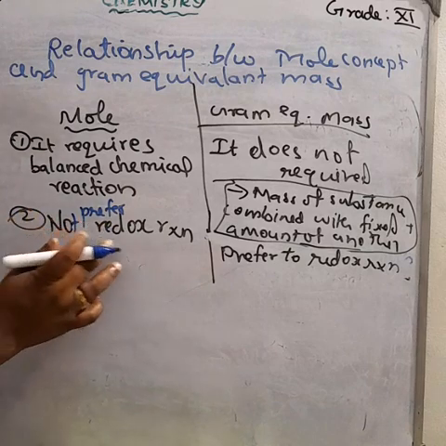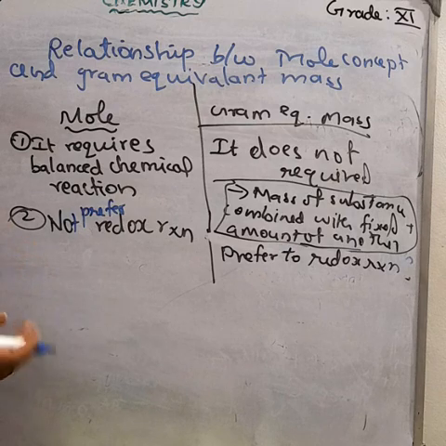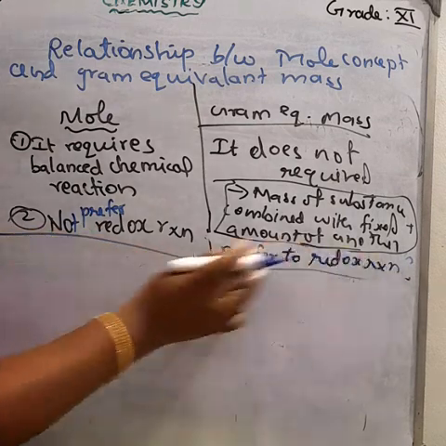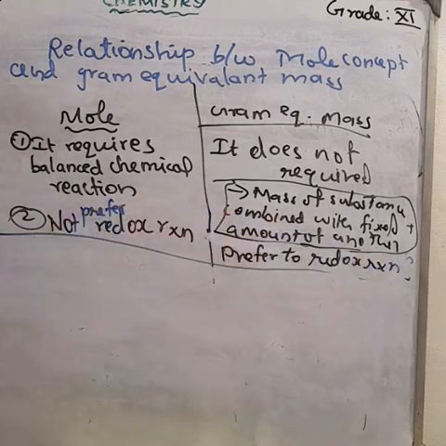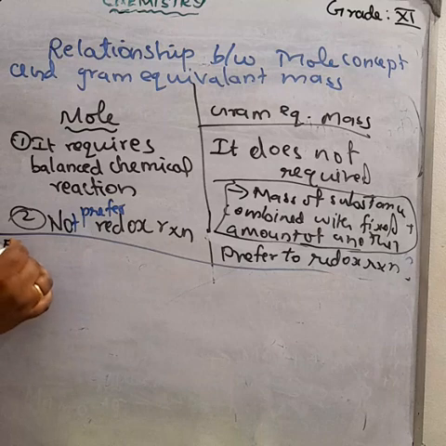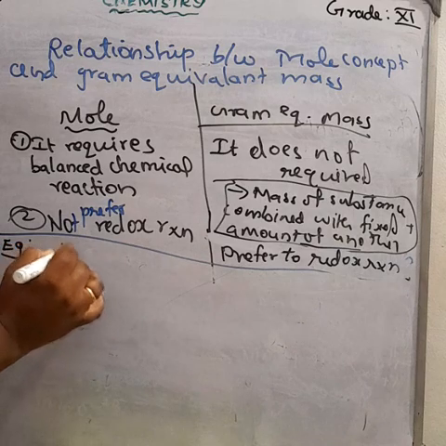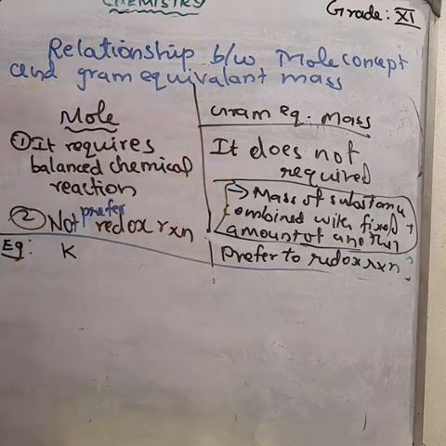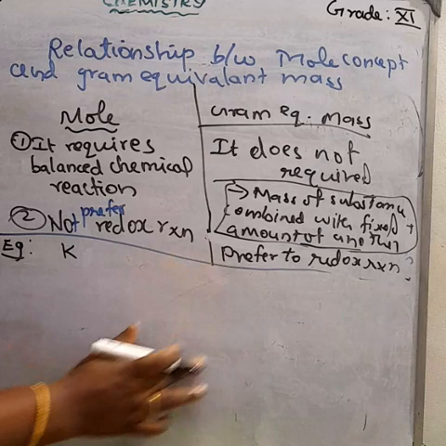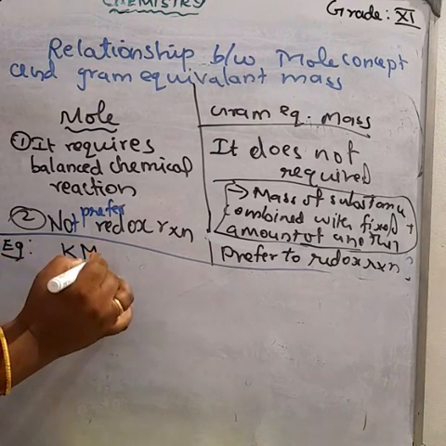This is the relationship between gram equivalent mass and mole concept. Now I will explain one example. We take one of the reactions to study the relationship between the mole concept and gram equivalent mass. So one example: KMnO4, potassium permanganate, we know it is one of the oxidizing agents.